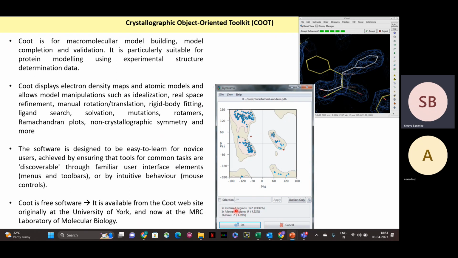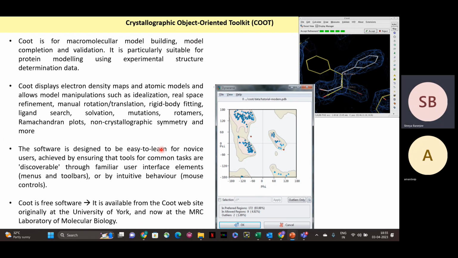So you can see that in the preferred regions of the Ramachandran map, almost 94% of the residues are falling. Only around 5% of the residues are in the non-preferred but still allowed regions. And only 2 outliers are present, shown by the red dots. So clearly, this is a very good protein structure.